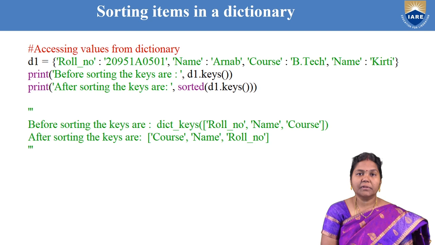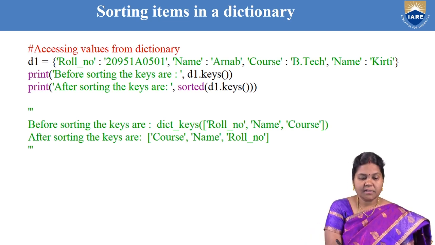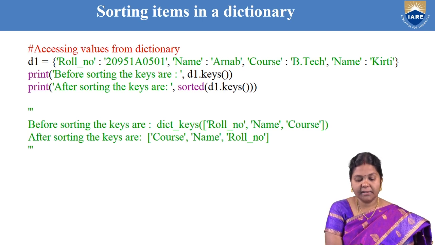Now, let us go through an example of sorting the items in a dictionary. To sort the items in a dictionary, there is a built-in sorted method available. Let us see one example. Suppose D1 is a dictionary consisting of key value pairs: roll number, name, course and name. These are the 4 keys available in this dictionary.